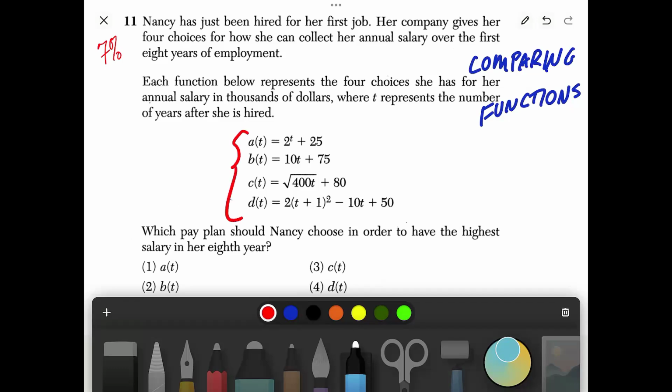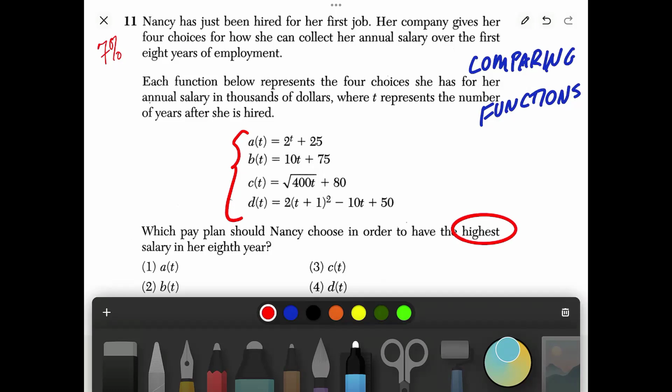And then they're asking us which plan should Nancy choose in order to have the highest salary in her 8th year? So that word highest, that's a comparison. Whenever you see highest or higher, that means you're comparing. So all we're going to do is take these four functions and see in the 8th year which one her salary is the highest.